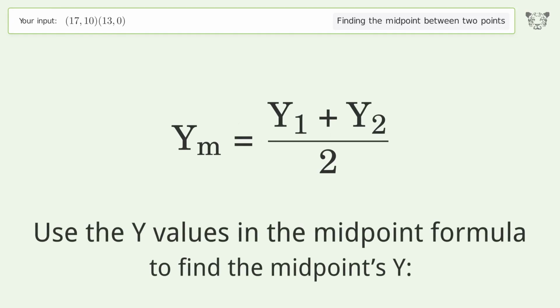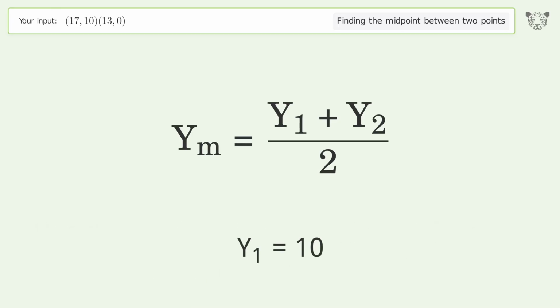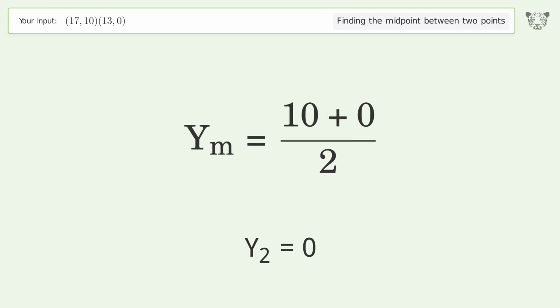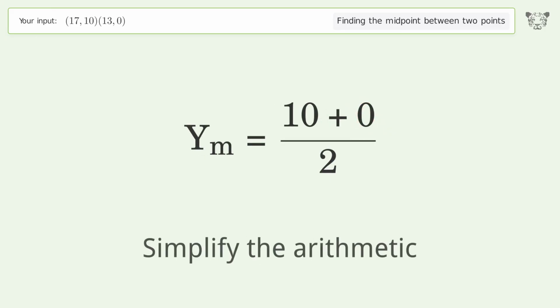Use the y values in the midpoint formula to find the midpoint's y. y1 equals 10. y2 equals 0. Simplify the arithmetic.